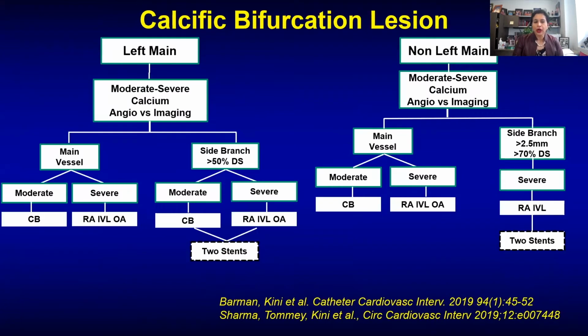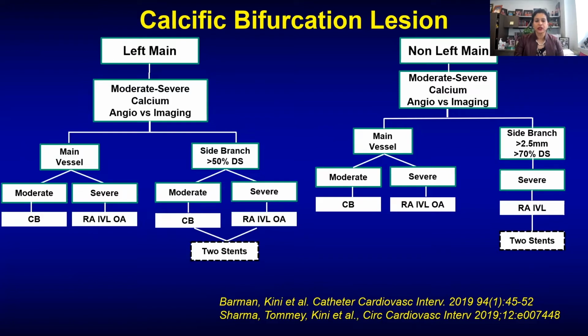So just to see how can we take care of this calcific bifurcation lesion, always we decide whether it is left main or non-left main, and the decision of calcium can be made based on angiography or imaging. If in the main vessel of the left main you have moderate calcium, consider just a cutting balloon; severe calcium, you can decide on any kind of atherectomy that you want to do. If the side branch, which is usually the large vessel circumflex or LAD, has moderate calcium, you can do a cutting balloon and decide, and if it has a significant lesion, do a two-stent technique.